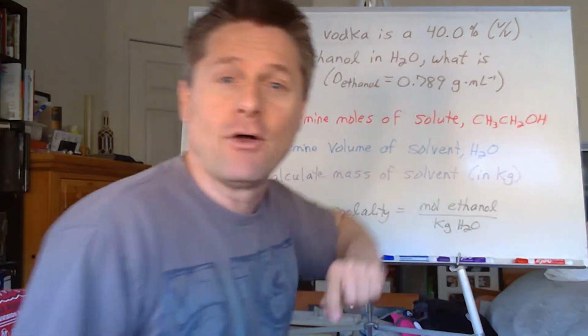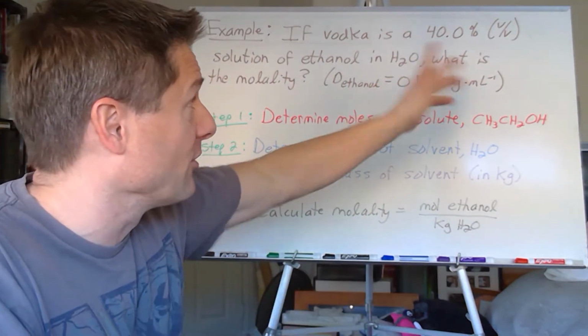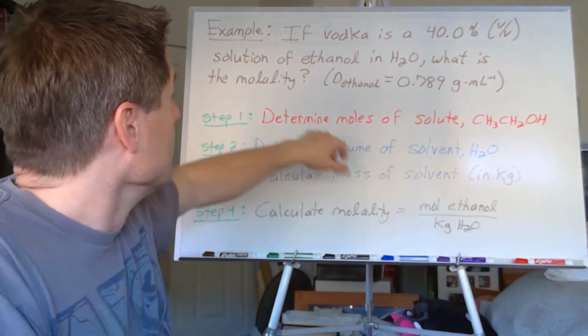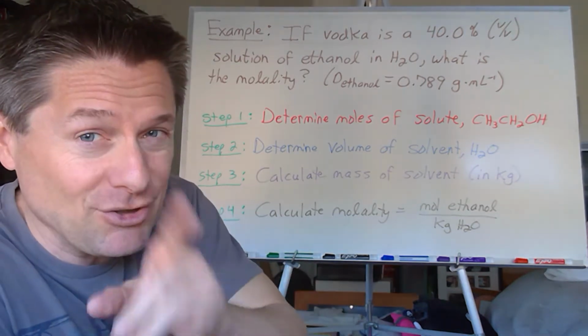See the v/v, volume. If it was mass percent, this would be a totally different thing. That'd be grams over grams. This would be milliliters over milliliters. The density of ethanol, didn't specify temperature, right?